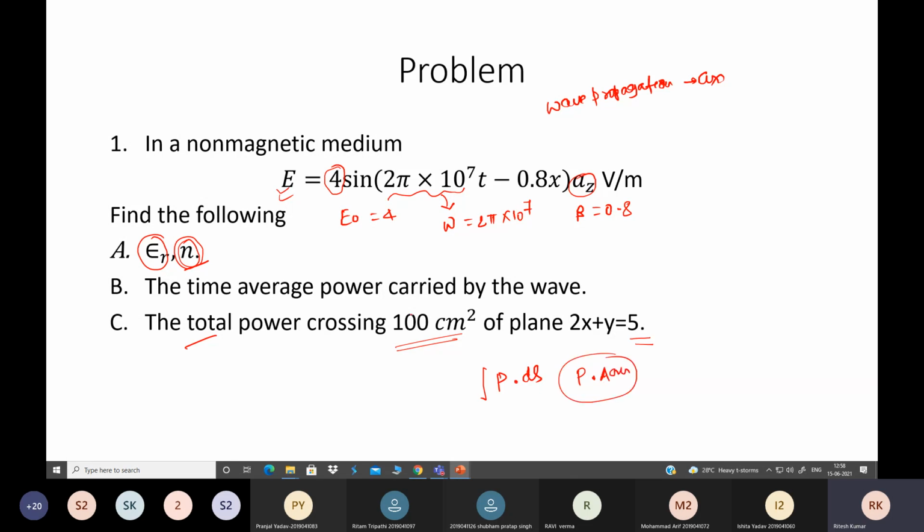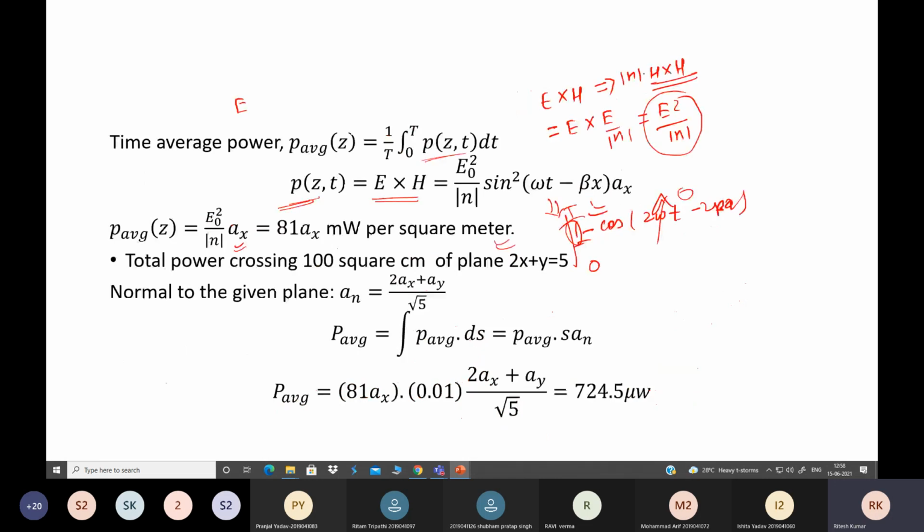So the surface area is known to us, 100 centimeter square, but the very important thing is that on this plane you have to find its direction an. And what is the plane direction? Normal to that plane. So how to find the direction normal to a plane? After finding that, we can easily calculate by using this formula. Surface area is given, only an has to be found.